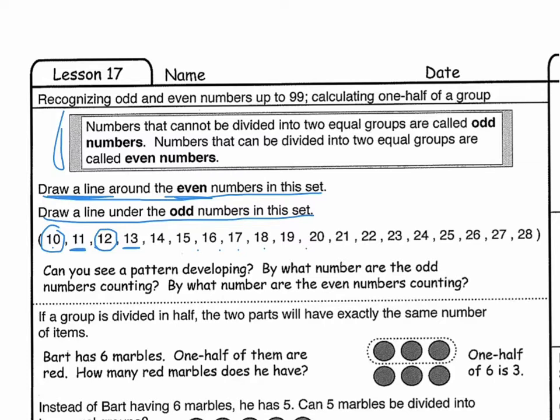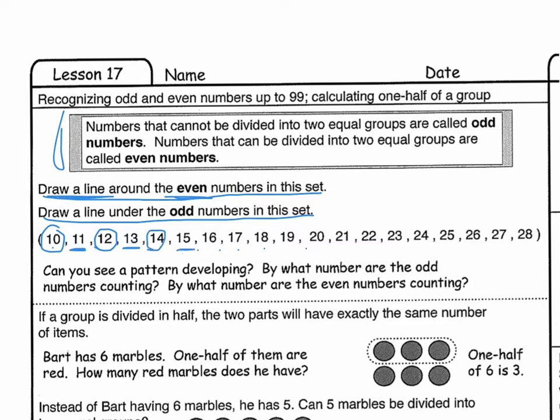All right, so at this point in time, you should not leave the video running. You should have paused it and tried the problem on your own. Don't just copy what I'm doing. You won't learn the information, or the skill. So number 14 is even because 7 and 7 makes 14.